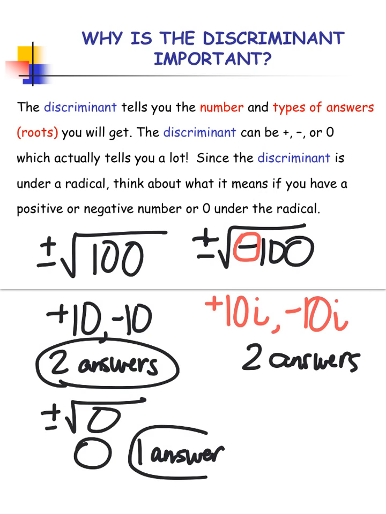So we will see this more later, but there's the beginning of why the discriminant is important. It tells you whether you have two answers or one answer, and as you can see right here, it can also indicate whether you'll have imaginary answers or real answers.